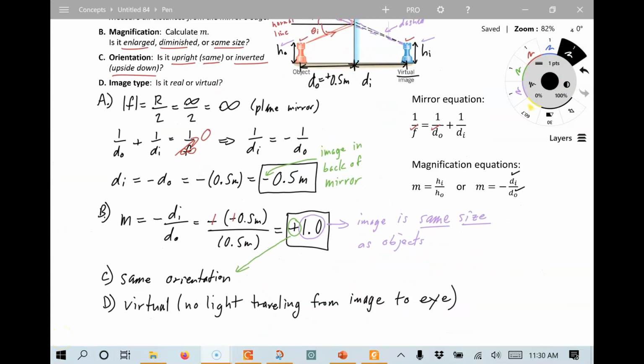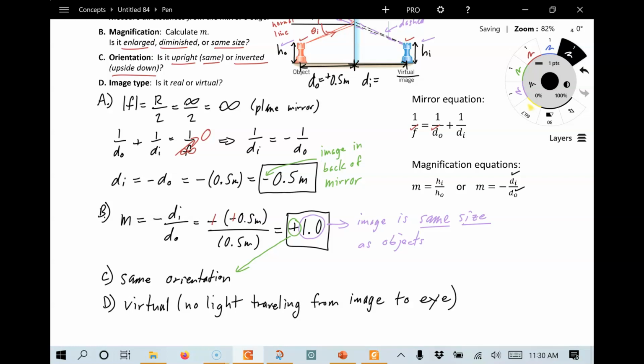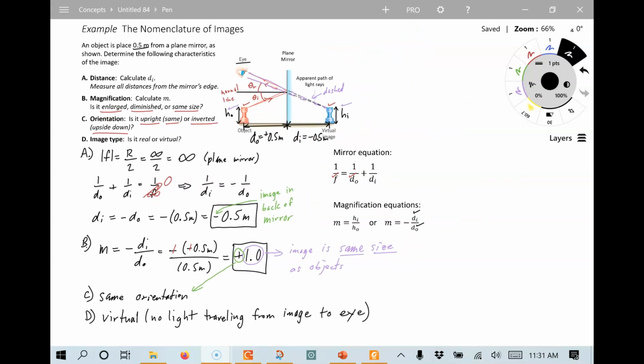So I've gone ahead and written that down. It's virtual because there's no light traveling from the image to the eye. There's another way to see that too, because we found out that the image distance is negative 0.5. And because of that, we know it's in the back of the mirror. And of course, behind mirrors, you don't have any light anyways. So for mirrors, if you get a negative image distance, it's a virtual image.